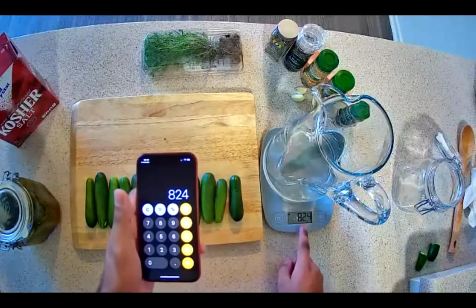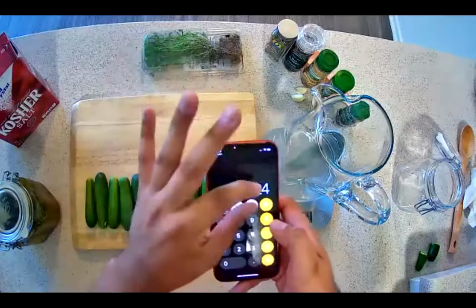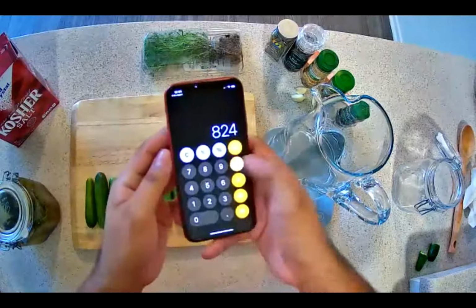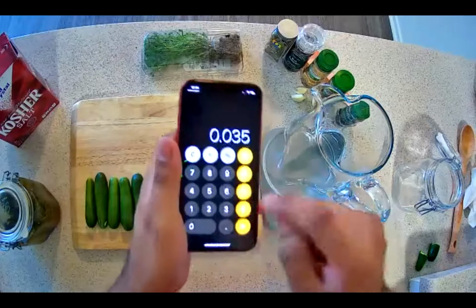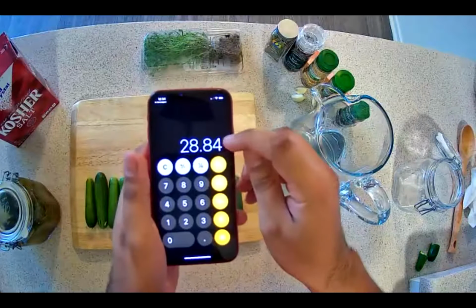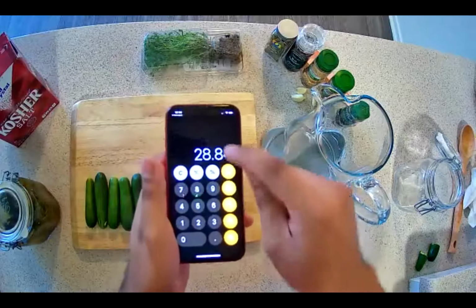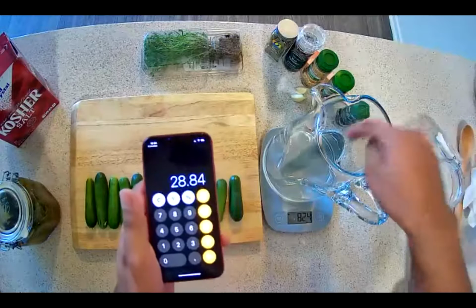So that's how many grams of water I have here. Then what you want to do is find 3.5% of that. So times 0.035, or you could just do 35%. This leads me to 28.84. So I need 28 grams, or to round it out, 29 grams of salt into this pitcher.